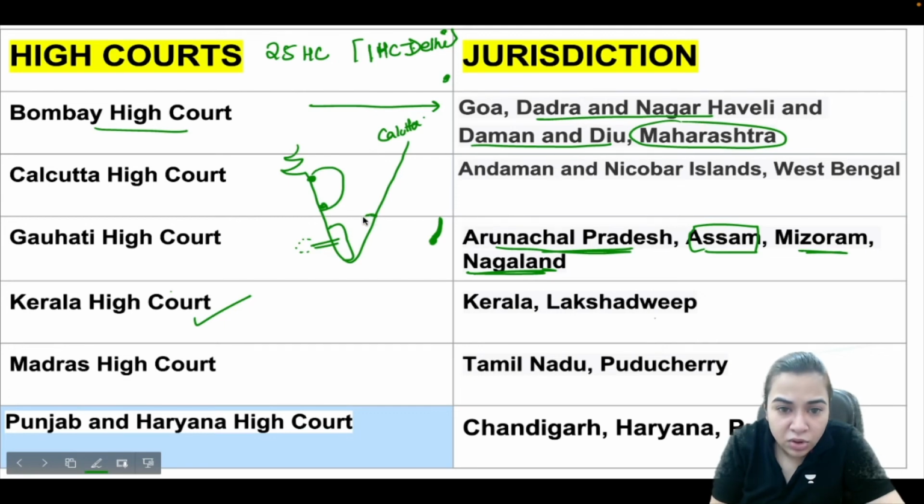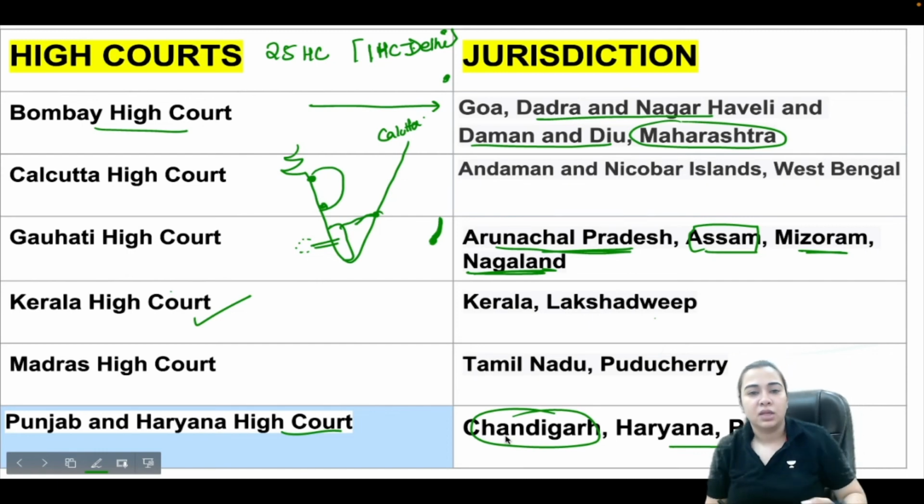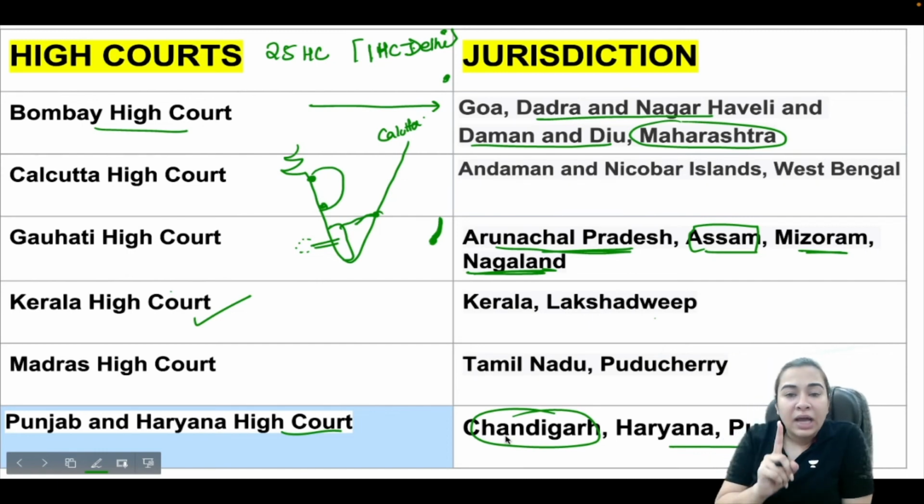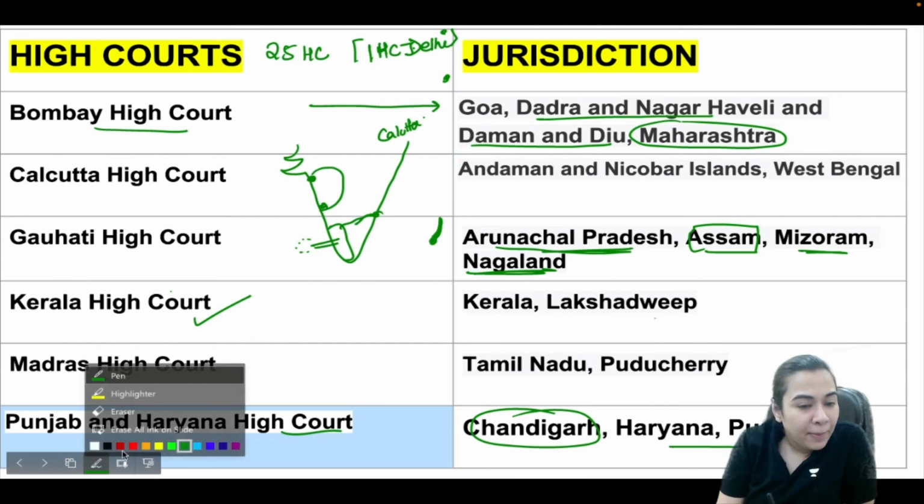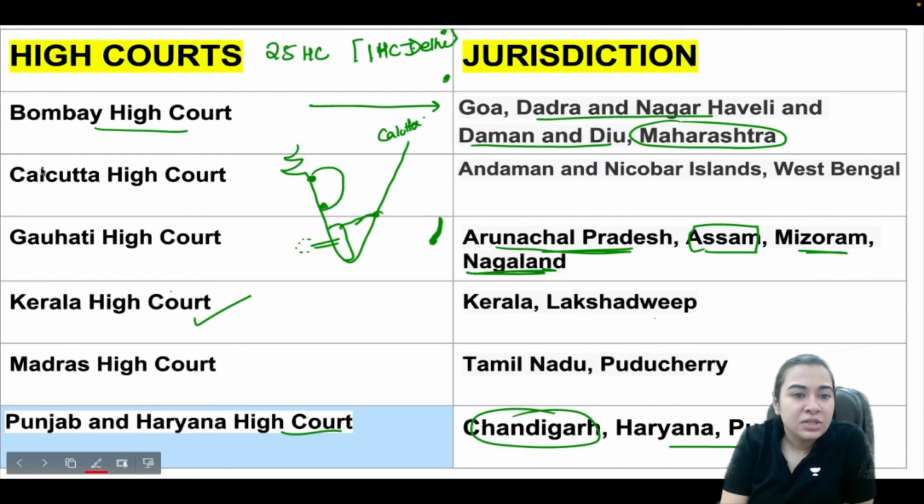The Madras High Court not only takes care of Tamil Nadu, it also takes care of the Puducherry area, again located very close to it. Similarly, the Punjab and Haryana High Court obviously takes care of Punjab, Haryana, and the Union Territory of Chandigarh. So the only high court that you're going to see far away from its territory is going to be for Andaman and Nicobar. Apart from this, all the other high courts are located very, very close to the state.